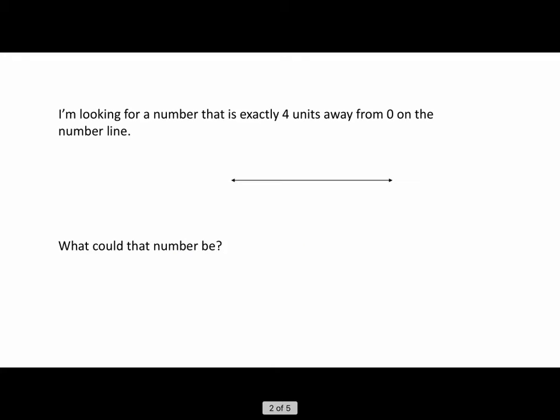Hi everyone. I'm looking for a number that is exactly 4 units away from 0 on the number line. What could that number be? You're probably thinking 1, 2, 3, 4. That number is 4, right? That distance is 4 units.